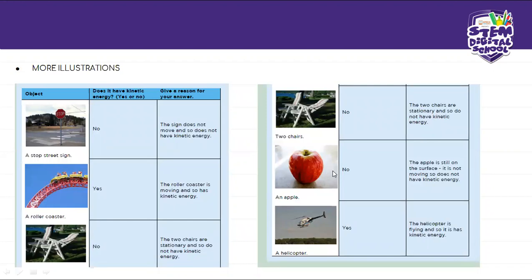I'm currently showing you examples, so you can check there. You can just check on your slide.